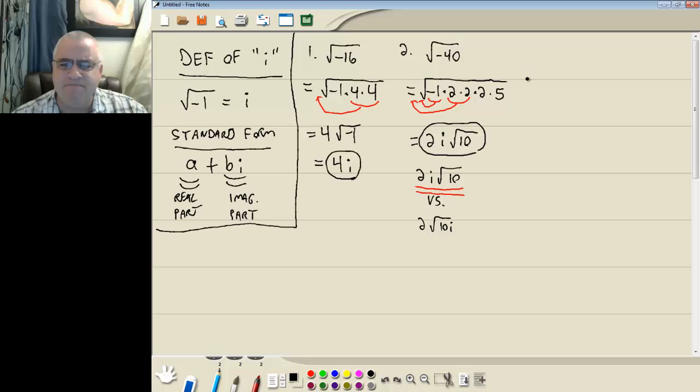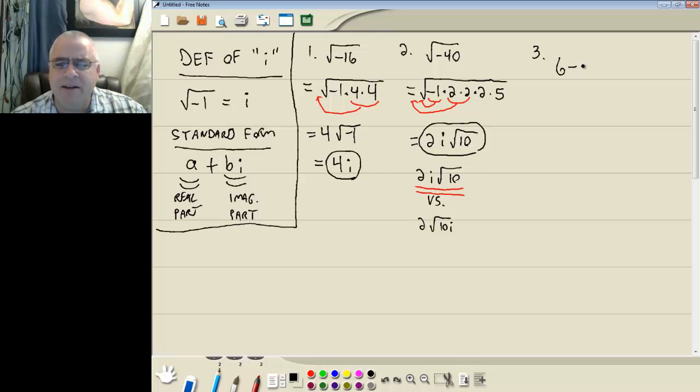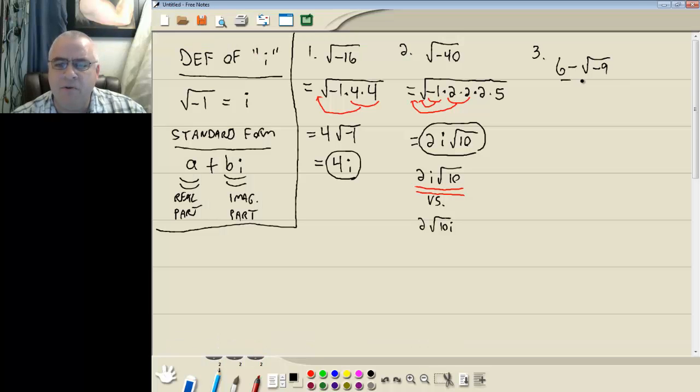Let's take a look at this one. We've got 6 minus the square root of -9, over 3. Now this form we're going to see pops up in the quadratic formula. So they introduce it here to get you used to how you handle it when it's of this form and you have an imaginary part. Well, no matter what, whenever you run across a radical, you always simplify it. So let's start there.